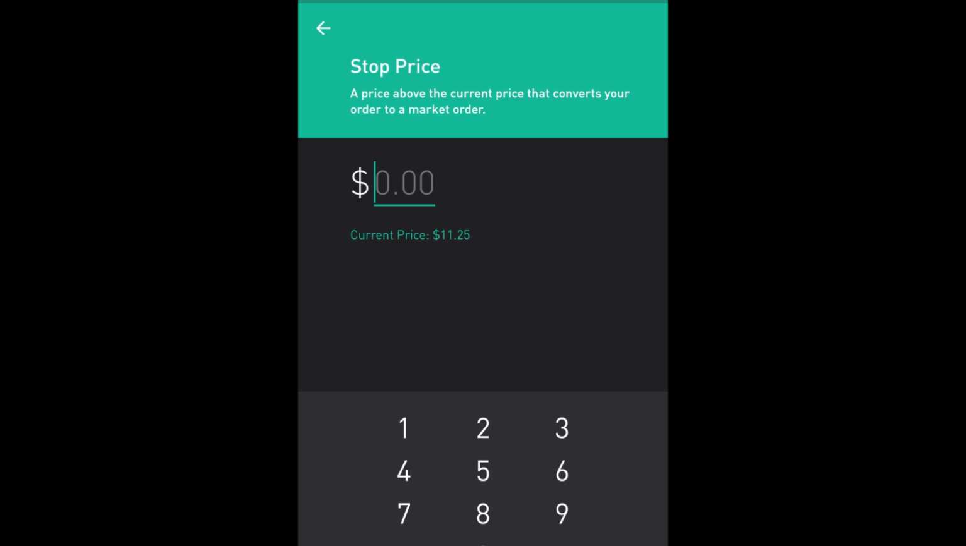So again, the price above the current price that converts your order to a market order. So let's say Ford here, $11.25, but you don't want to get into the stock unless the stock is moving. So if it moves to $11.40, you think it'll move to $12. Again, a little bit exaggerated with the price of this stock, but for penny stocks, moving from 10 cents to 20 cents, then it might move to 50 cents. So you would say, I don't want to buy this stock until it gets to $12, for example, with the idea that you're going to be catching it mid-momentum.